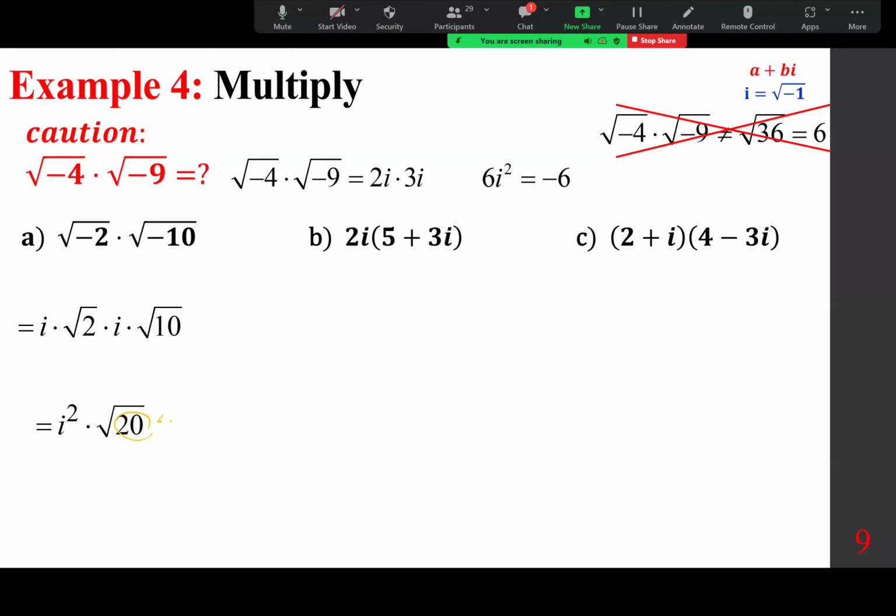we know 20 is the product of 4 and 5. Okay. So 4 comes out as 2, 5 remains. i squared is changed to a negative sign. Negative 2 square root of 5.